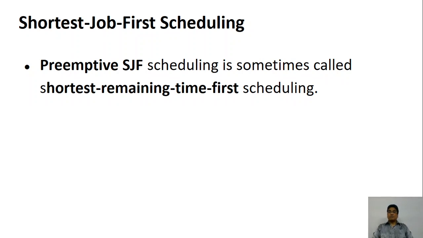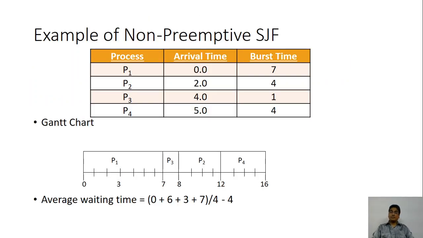The preemptive version, wherein we preempt the existing process, is called shortest remaining time first. That means we find out how much time is remaining to complete the work and then we switch. Let's look at a simple example. We will first start with the non-preemptive.